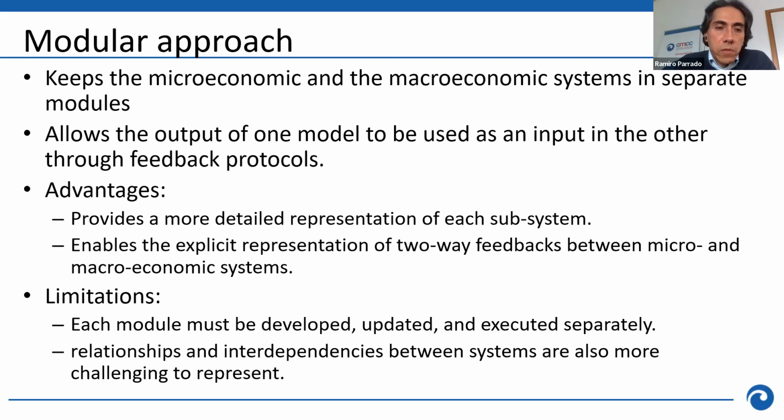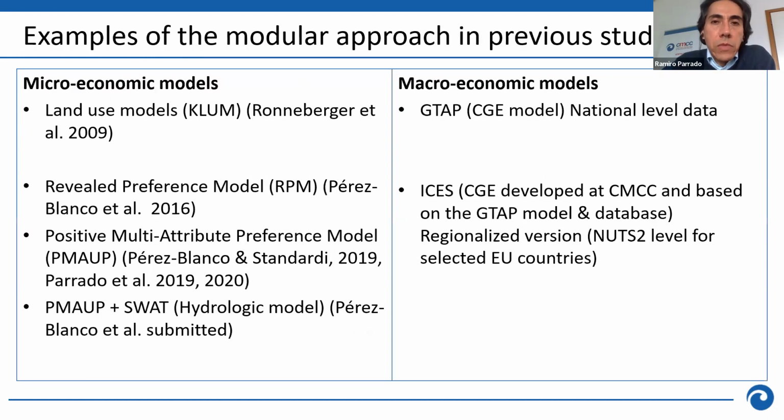In the limitation of this modular approach, we could take into account that each model should be developed, updated, and executed separately, and that there are some relationships and interdependencies between systems that are also more challenging to represent when we're trying to implement a framework that should consider both models at the same time. Some examples of this modular approach that are present in the literature are shown in this table.